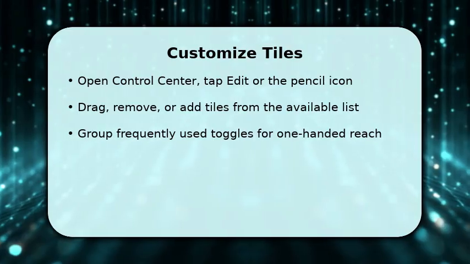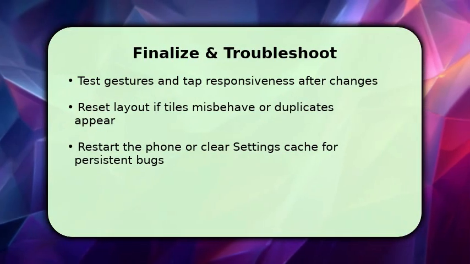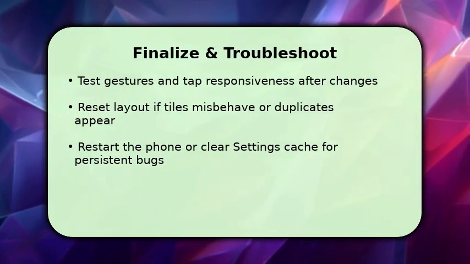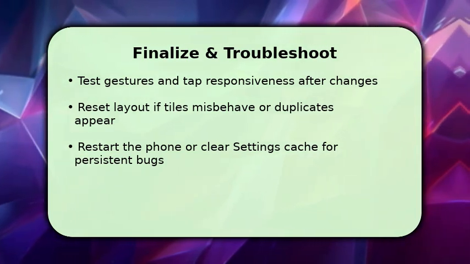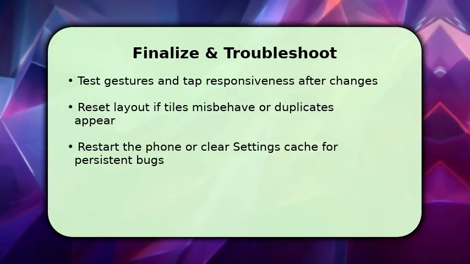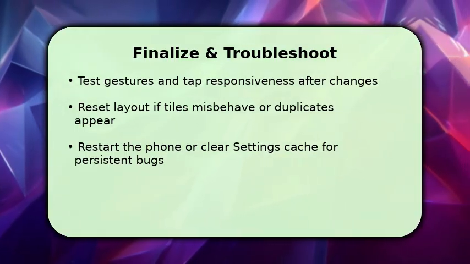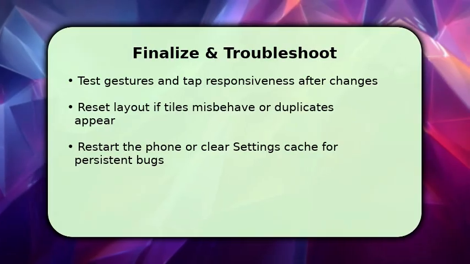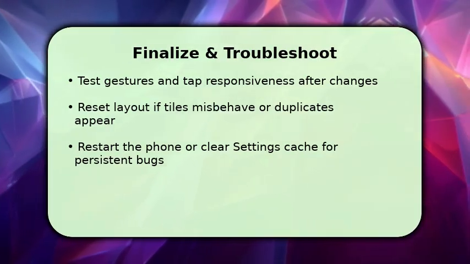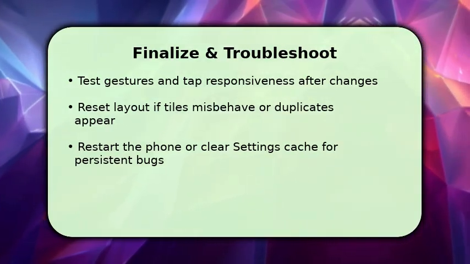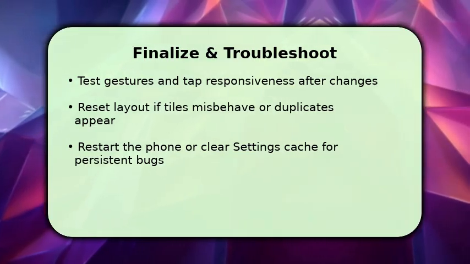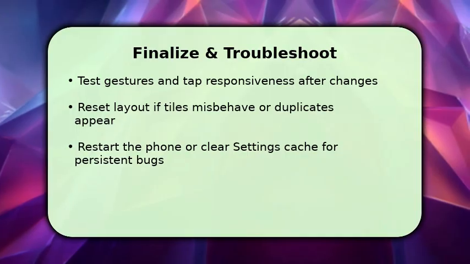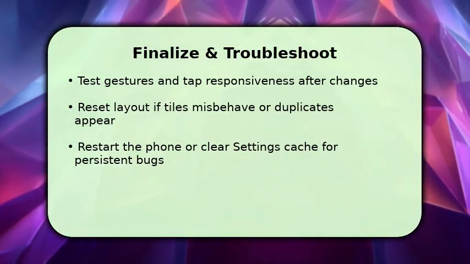Finally, test the control center thoroughly. Swipe the chosen gesture, tap each tile, and confirm functions open correctly. If something doesn't respond, re-enter edit mode and reset the layout or remove and re-add the faulty tile. If the problem persists, restart your phone and, if available, clear the settings app cache to force a reload. One key troubleshooting tip: if gestures conflict with third-party launchers, switch to the system launcher temporarily to isolate and fix the issue.